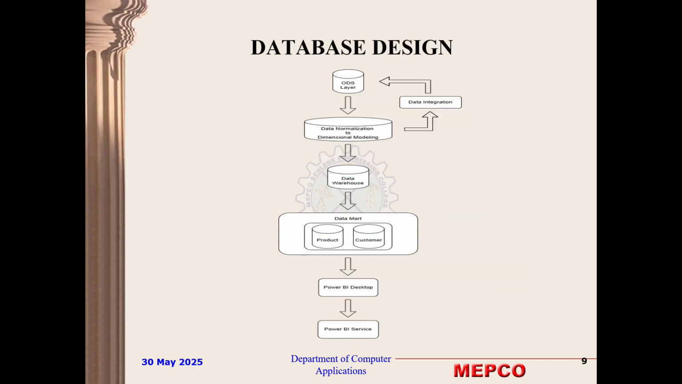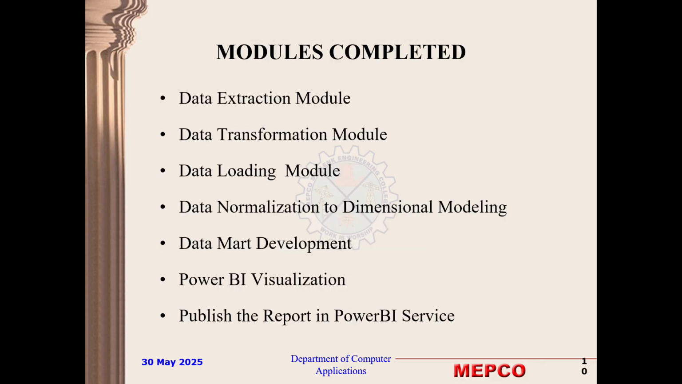Database design: ODS layer, data normalization, dimensional modeling, data integration takes place. In the data warehouse we can split into two data marts, product and customer data mart, and publish into Power BI. Using the product data mart, we can create the Power BI dashboard using Desktop and publish in the Power BI service. Models: data extraction model, transformation, loading model, normalization to dimensional modeling, data mart development, Power BI visualization, publish the report in Power BI service.